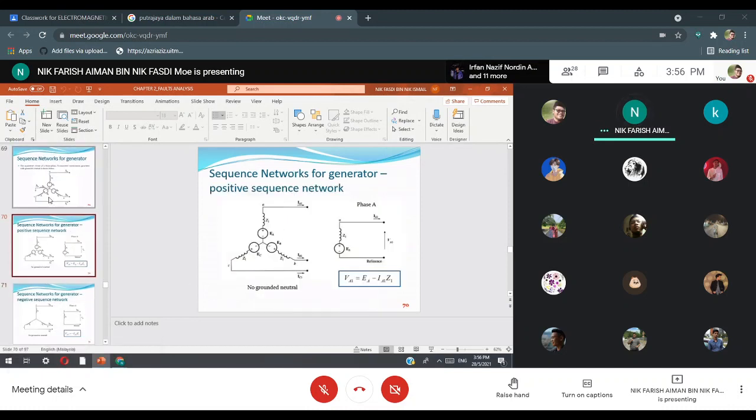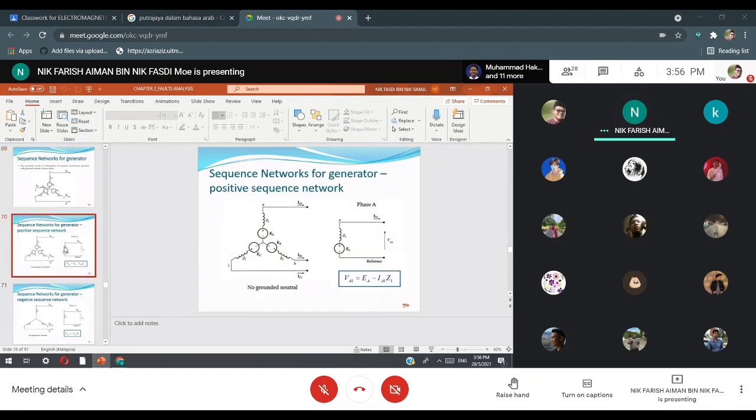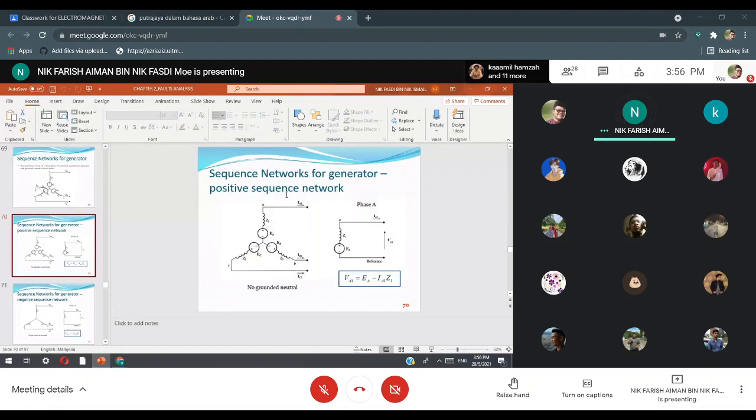Okay. Let's look, because we want to analyze the fault, unbalanced fault or unsymmetrical fault. So we need to know the positive and negative sequence. Remember the case I mentioned earlier, positive contains the impedance and sources. However, for the negative and zero sequence, it only has impedance in the network. Okay, look at the positive sequence network. So this is the positive sequence network. You can see here.